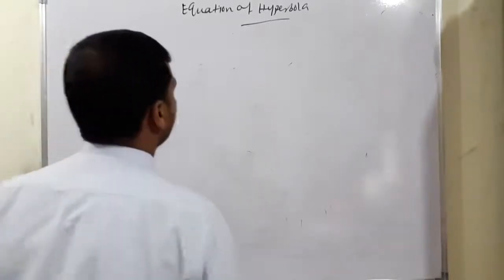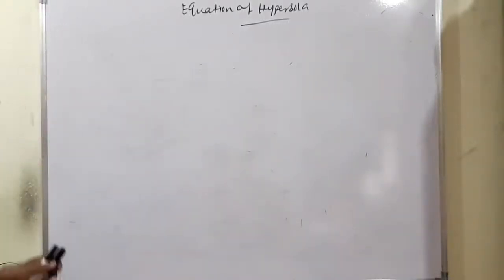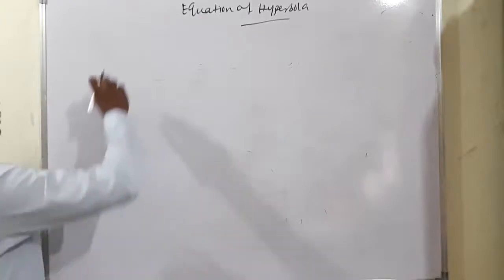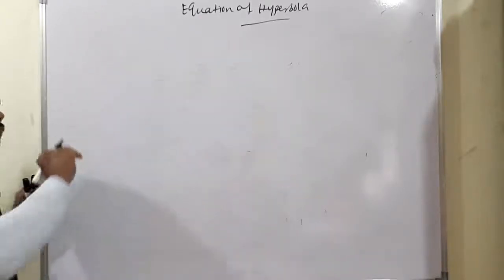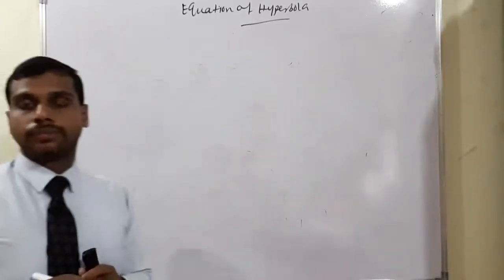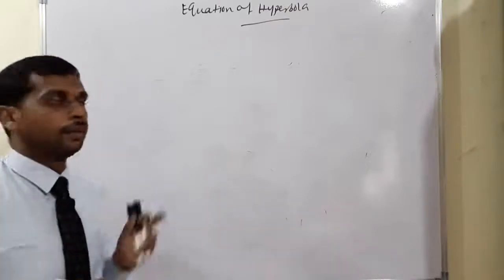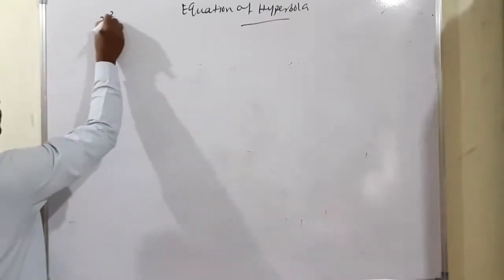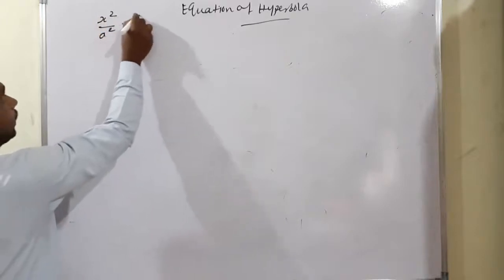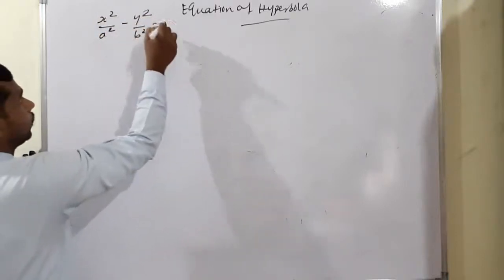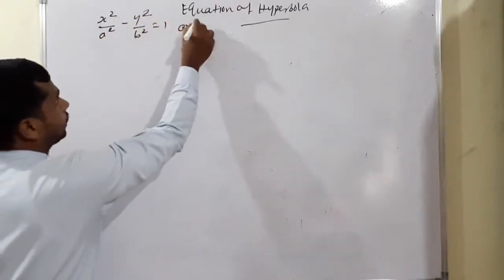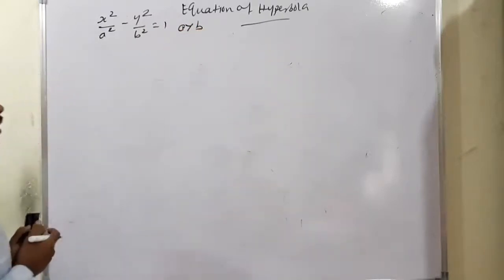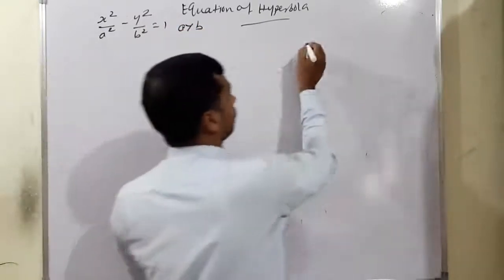So, moving to how to find the equation of the hyperbola. In the ellipse we know the general equation, but here it is simply x square by a square minus y square by b square is equal to 1. The condition is also always a greater than b. Now, moving to drawing the hyperbola diagram.